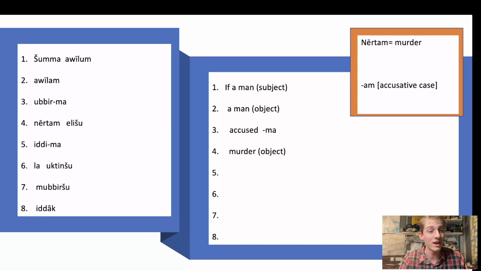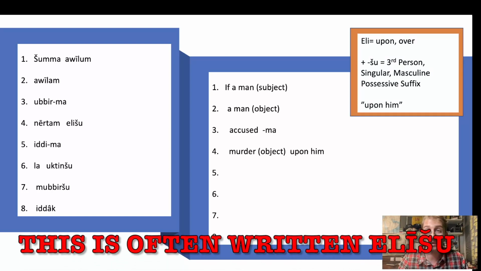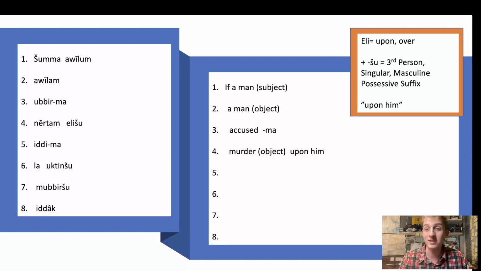So on line 4, we have nirtam ilishu. So nirtam means murder, and we can see this am ending is showing us it's in the accusative case, making it the object. Elishu comes from the preposition eli, which means upon or over, and this shu is a third person singular masculine possessive suffix, which changes the meaning of our word to upon him. So murder upon him. Idima, line 5.